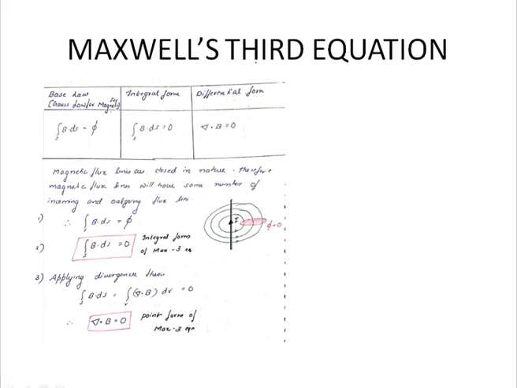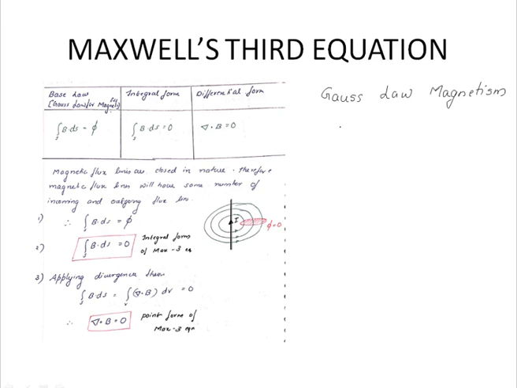Welcome. Let's study Maxwell's third equation. So we have studied Maxwell's first and second equation. Now we are going to study Maxwell's third equation, which is nothing but Gauss law for magnetism. We have already studied Gauss law for electricity or electrostatics, and in that charge will be equal to flux and like that.